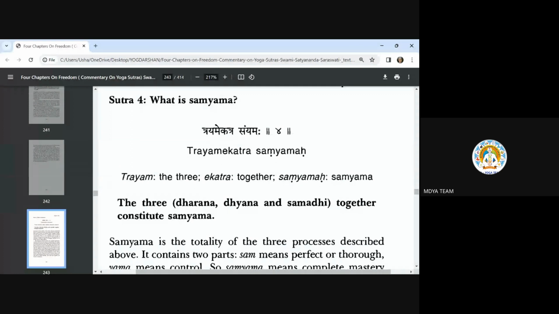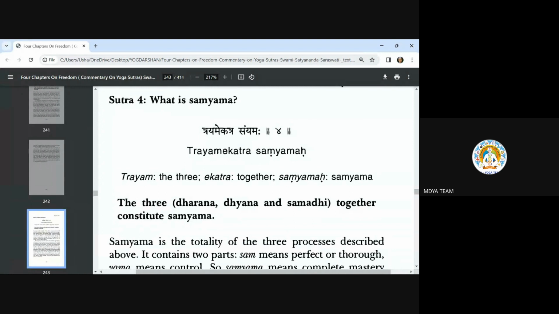And yesterday I also clarified the difference between dharana, dhyana and samadhi. For dharana, I gave you the example of water. When we see water being poured from a beaker into a glass or a tumbler, you see that the flow of the water is not very continuous because of the structure of the water molecules. There's a gap between the molecules.